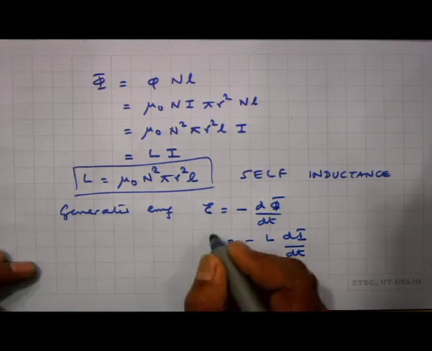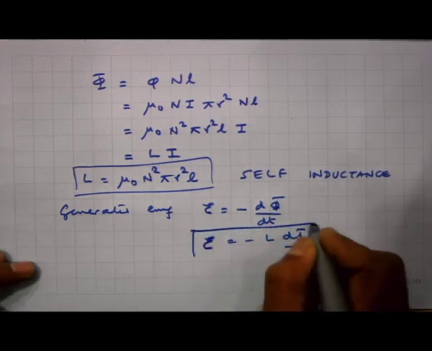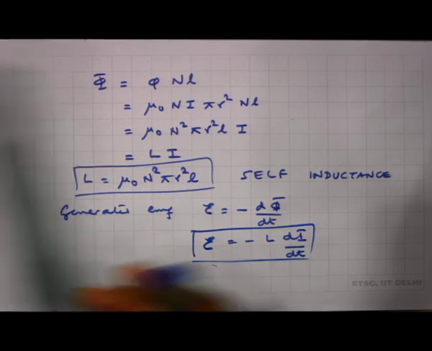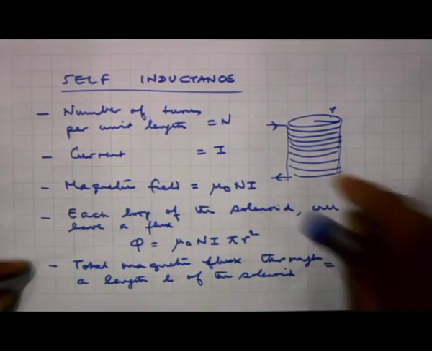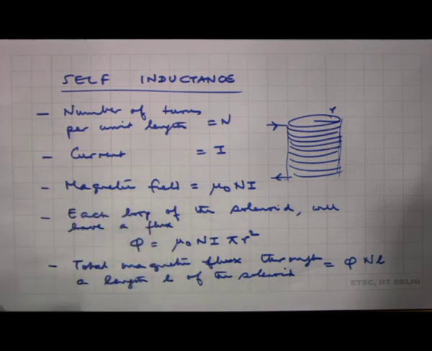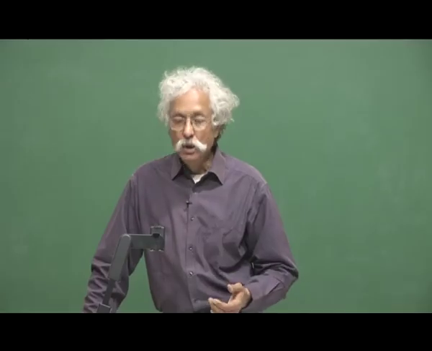So that is induced EMF. Whenever I try to change the current through the solenoid, there will be an induced EMF generated in the solenoid, and by Lenz's law, that induced EMF will try to generate a current to oppose this change.